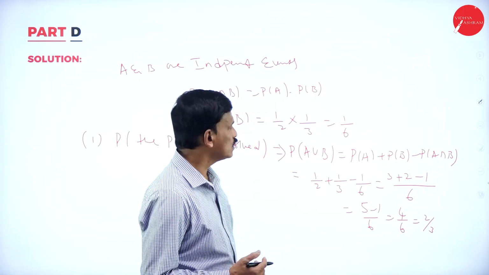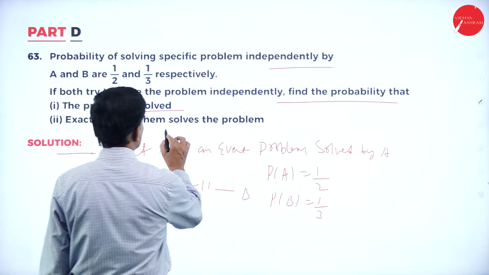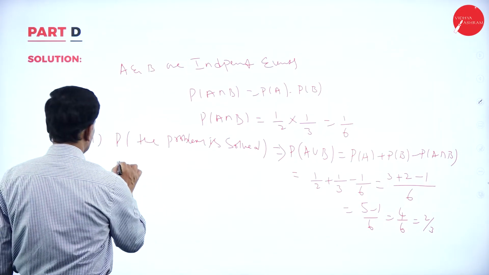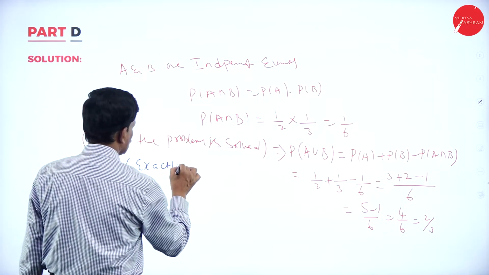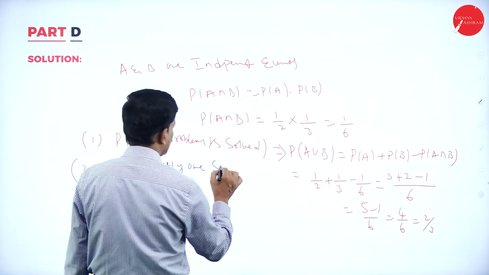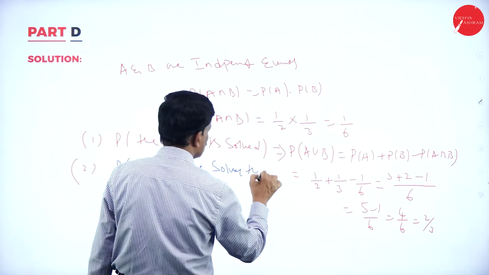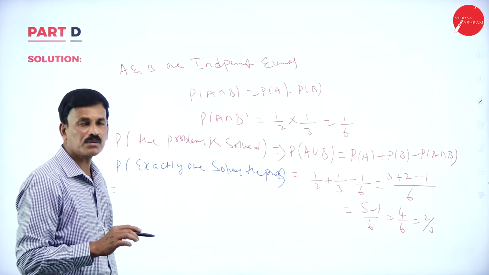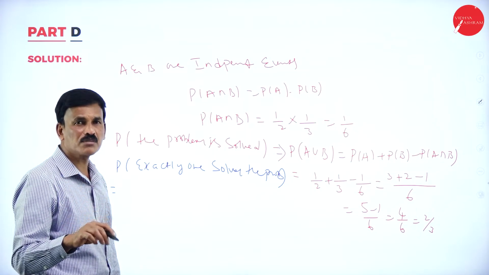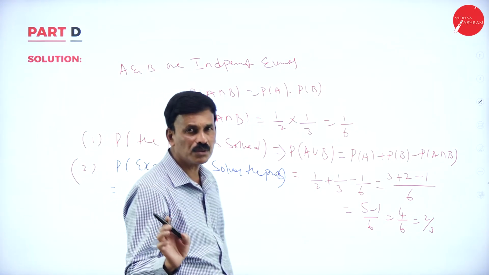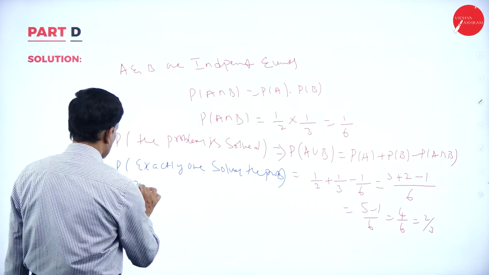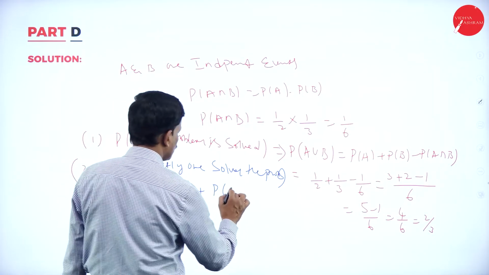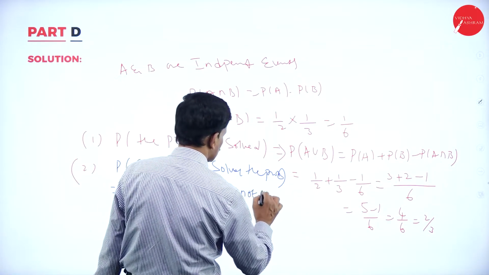What is the second condition? The second condition is exactly one of them solves the problem. Exactly one of them solves the problem, so this is nothing but any one. That is, if A solves the problem, B will not solve the problem. If B solves the problem, A will not solve the problem. That is written as probability of A not B plus probability of B not A.